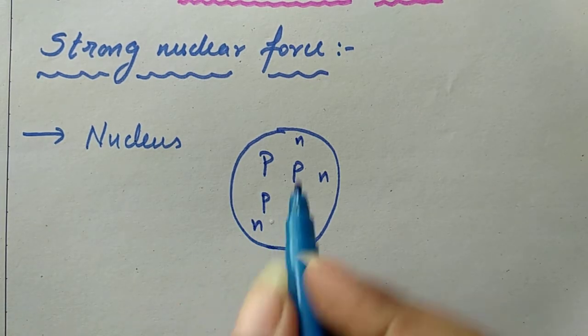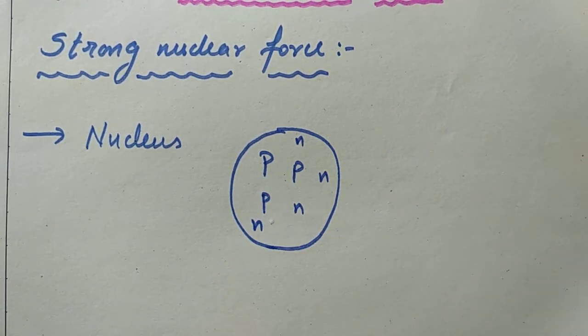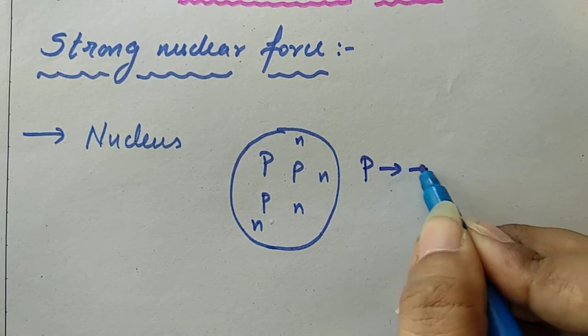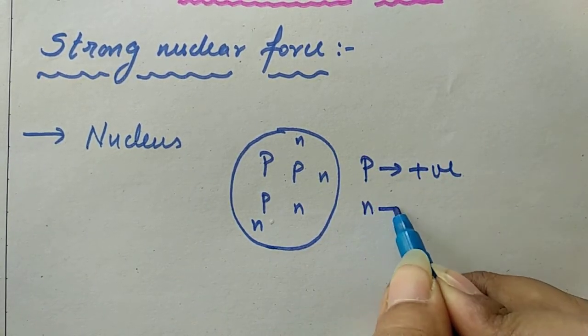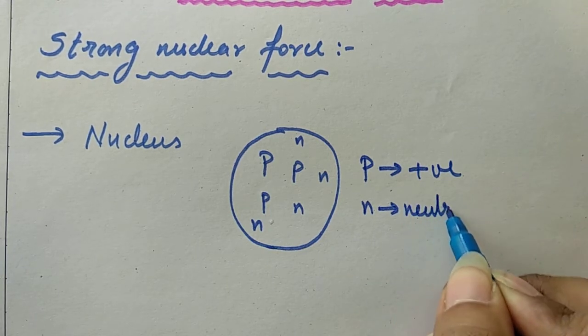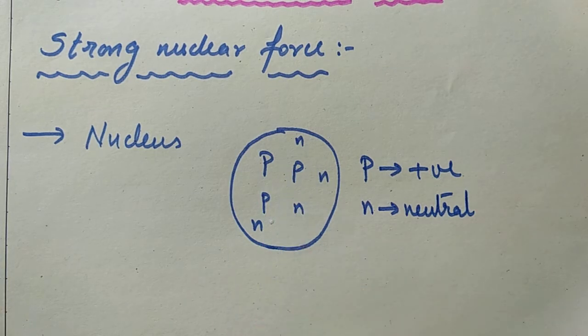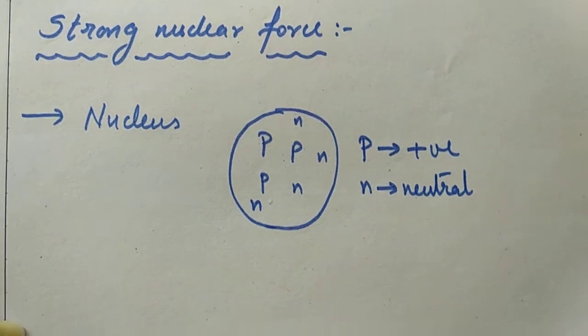Okay, now protons are positively charged particles and neutrons are neutral. Now between all these protons, as they are charged particles, there will be an electric force acting. That force is known as Coulomb's force.